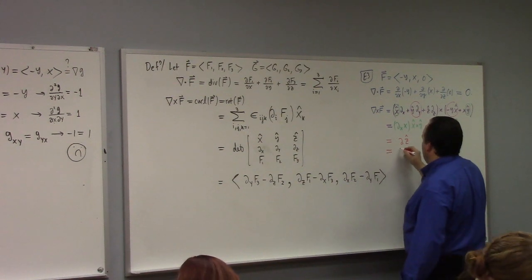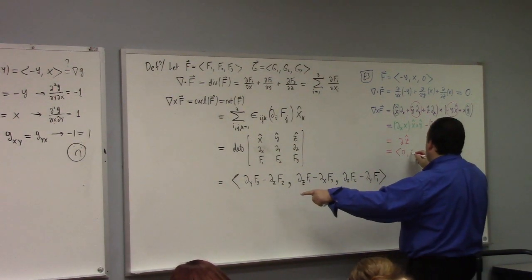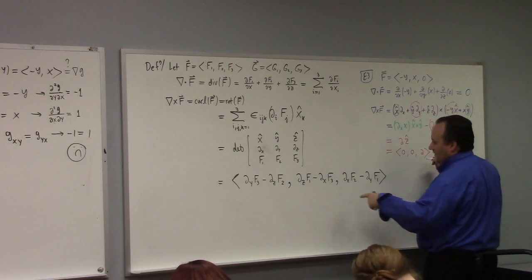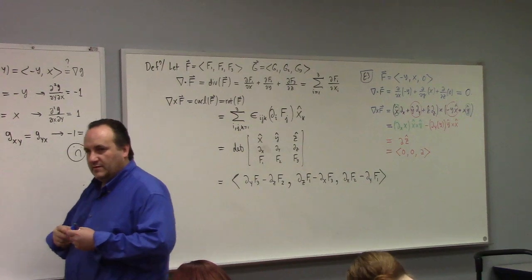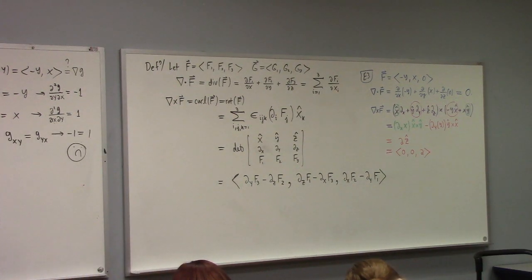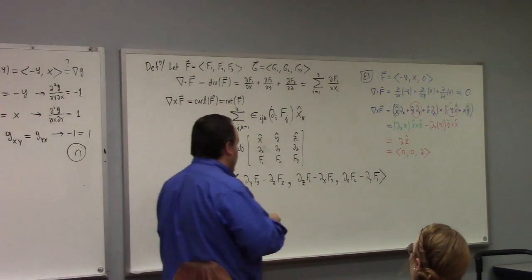So if you guys have been ignoring me and just working out this thing in the meantime, you should have got 0, 0, 2. Because all of these derivatives are 0 except for the last component, the third component where you get 1 and 1. We get 1 and minus 1, but 1 minus minus 1 is 2. This is not an accident.